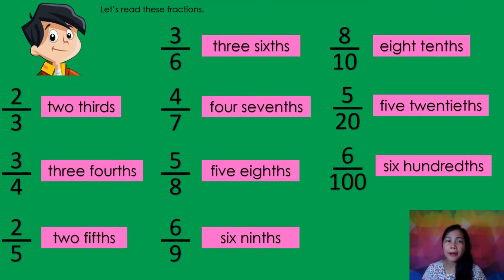If the numerator in a fraction is more than 1, let's say 2, 3, or 5, you read the denominator with an S. For example, this is 2/3, 3/4, 2/5, 3/6, 4/7, 5/8, 6/9, 8/10, 5/20, 6/100.